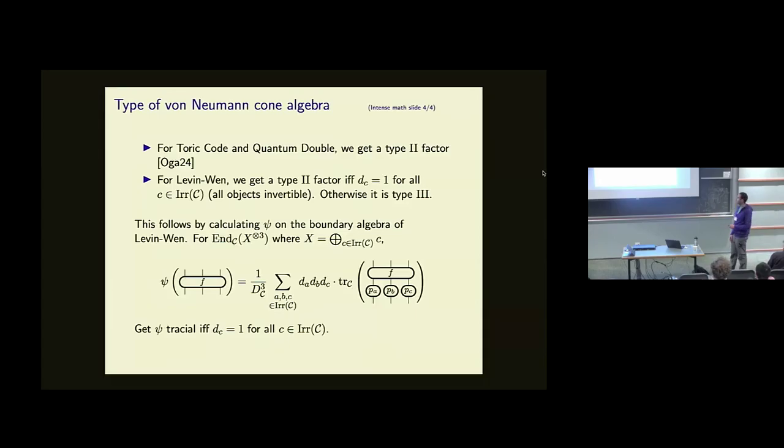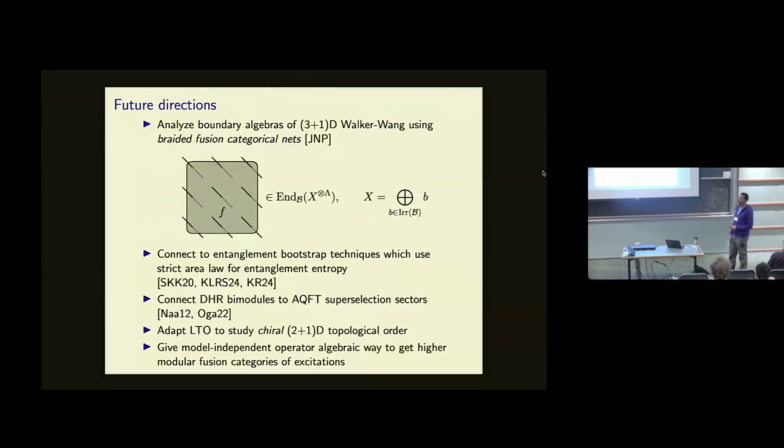Okay, so future directions, and 1 extra minute. Where can you go with this? Well, in work in progress, we're going to do boundary algebras of the 3+1D Walker-Wang model using braided fusion categorical nets. So there, you have a fusion categorical net that lives in 1D, but if you have a braiding, you can do something in 2D. So that's pretty fun. And you can do that to characterize the point excitations, and you're going to get the right answer in terms of the Müger center of the braided fusion category that goes into making the Walker-Wang net.